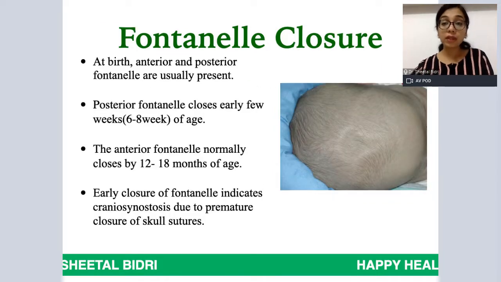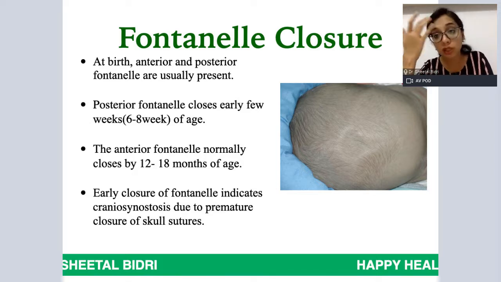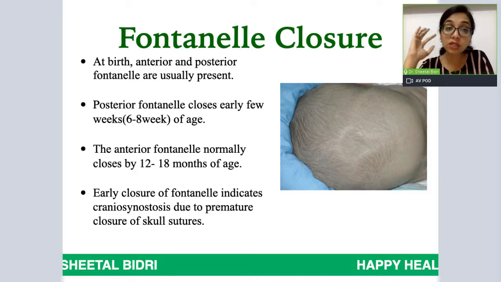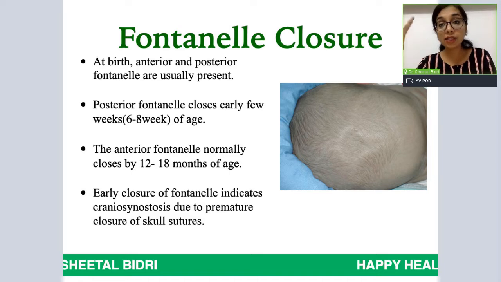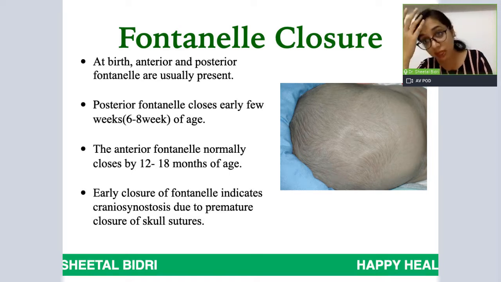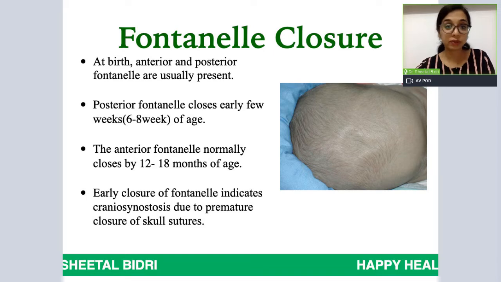And also the fontanelle closure. At birth, the anterior and the posterior fontanelles are usually open, and the posterior closes very early. A few weeks after birth, the posterior fontanelle starts closing, and the anterior fontanelle normally closes only by the first year or 1.5 years of age. So this is still more sensitive and open. If there is an early closure of fontanelles, it indicates craniosynostosis, a condition where there is a premature closure of the skull sutures. This is again important because it restricts the growth of the brain.